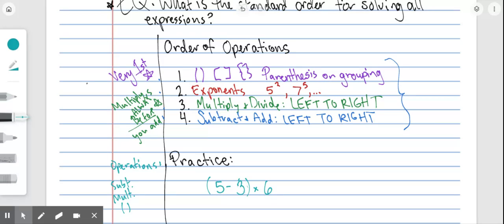So then we follow order of operations. Which of these things comes first? Step 1 says parentheses. So in the parentheses, I have subtraction. 5 minus 3 is 2. Now I have 2 times 6, and that's the only operation left, which is 12.